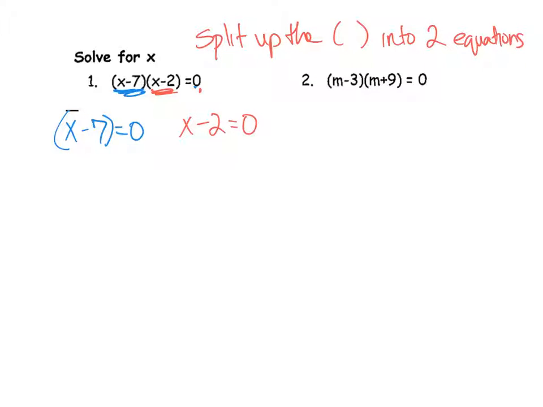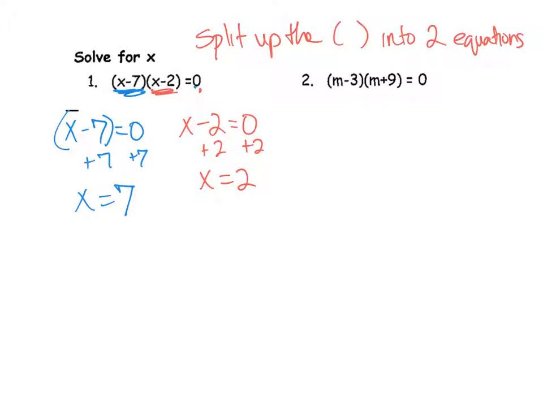So solve the blue one. How would I solve the blue? Add 7. Okay. How would I solve the red? Add 2. Okay, so what does this mean exactly? I have these 2 answers, a positive 7 and a positive 2, but what does that mean?